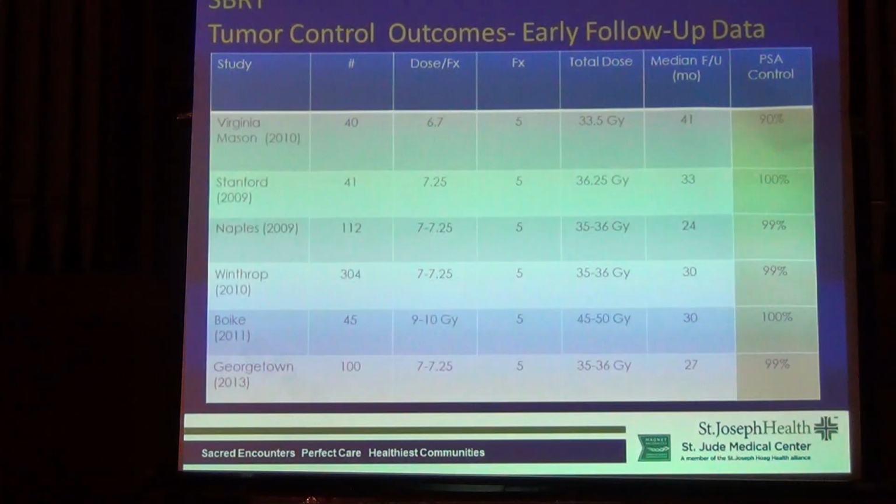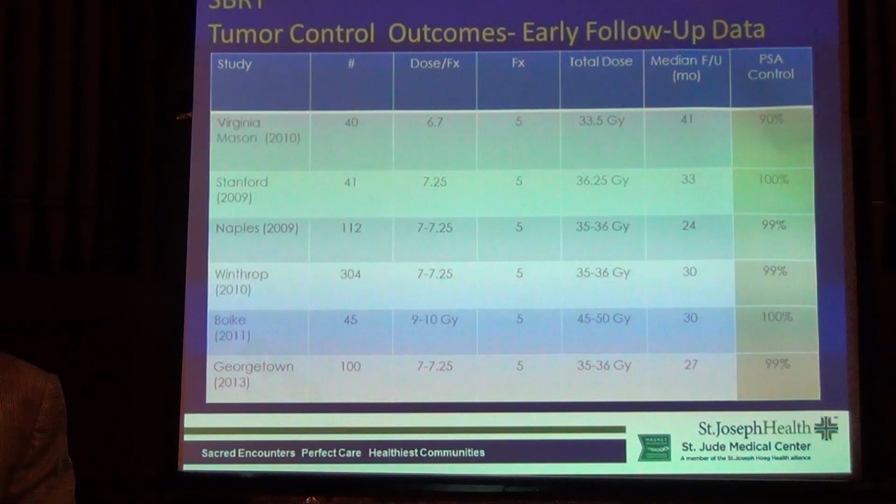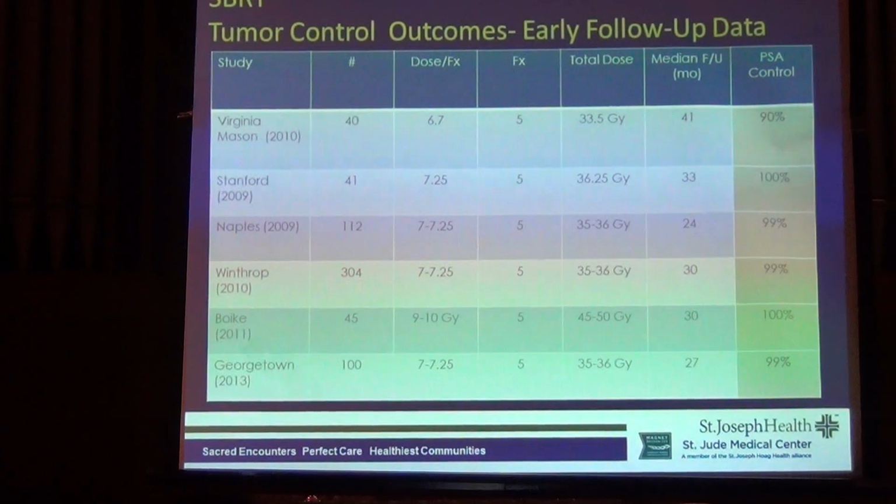So I like to show you some of the early data, and people say, well, does it work? Well, how do we know it works? We have to look at the PSA. The PSA is our best marker for determining if radiation or even surgery has worked. There's some controversy as a screening tool, but it certainly is the modality for following after treatment. So that's what we use.